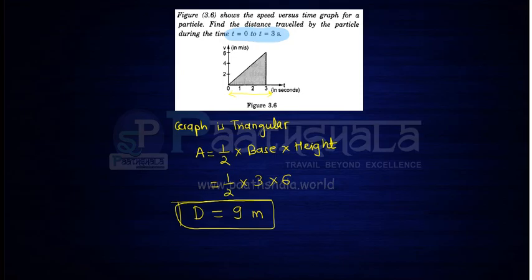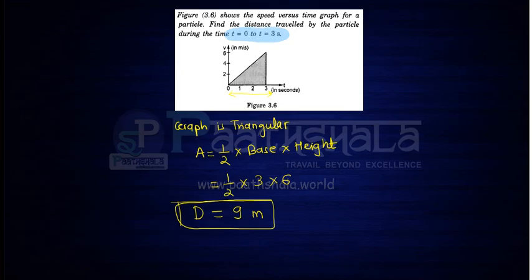If the graph is a curvature, then to find the distance traveled by the particle in a speed versus time graph, we need to integrate the given equation. The equation will be given to you. You need to integrate the equation from t equals something to t equals something to get the distance traveled by the particle in the speed versus time graph.